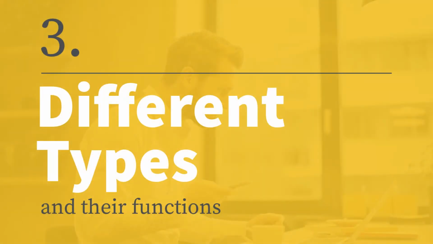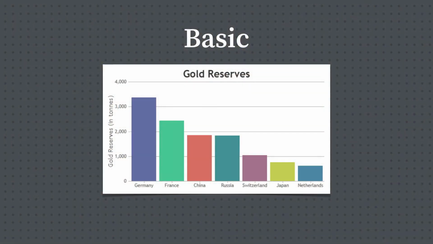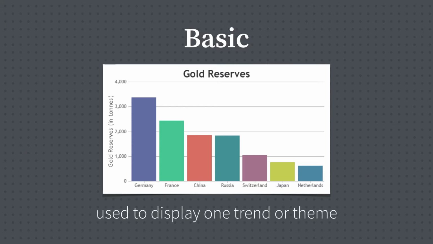Let's look at the different types of charts and their functions. First, we have the basic bar chart. Here we use a basic bar chart when we have just one trend or theme that we want to display. And we can see here that we only have one set of bars because we're only looking at one piece of data.